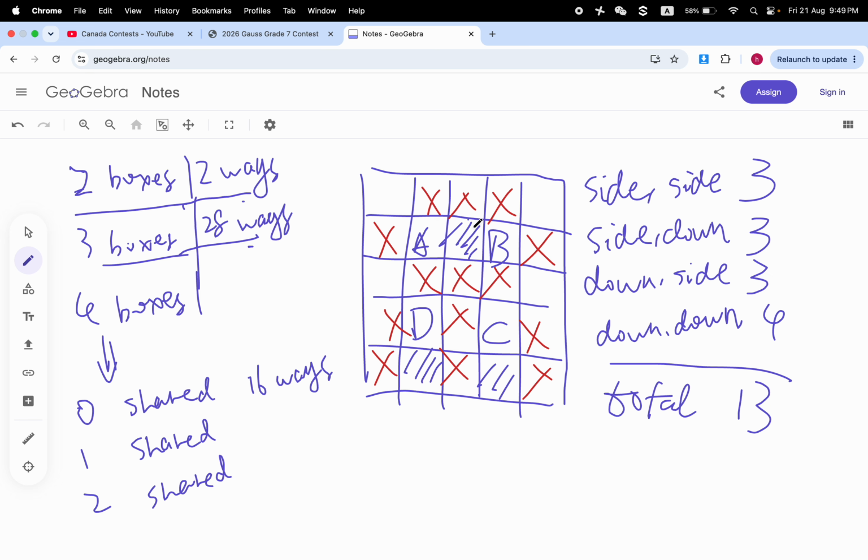And then this is to say this is fixed. This is the shared, the only shared box. So in total, it's this thing multiplied by 4. That is 52 different ways. Okay, this is to say you have 1 box shared and you use a total of 4 boxes.